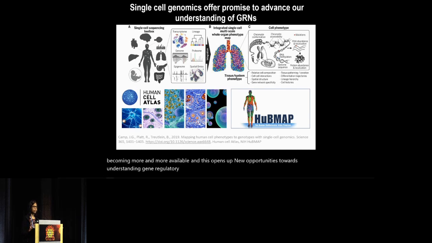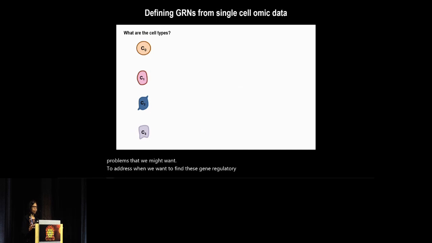Now let's think about some of the key problems that we might want to address when we want to find these gene regulatory networks. Some of these are more relevant in a cell lineage or in a dynamic system, but different components of these problems I'll talk about are important for looking at gene regulatory networks. The first question is, what are the cell types? So we want to find cell type specific or context specific gene regulatory networks from the single cell data sets. So that's one problem.